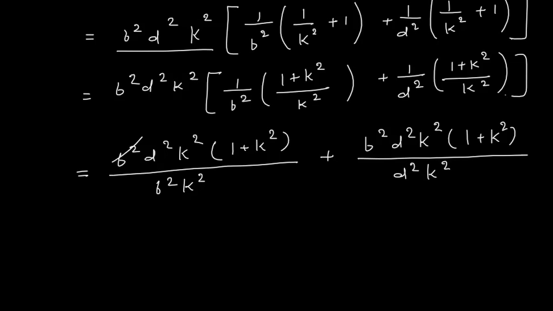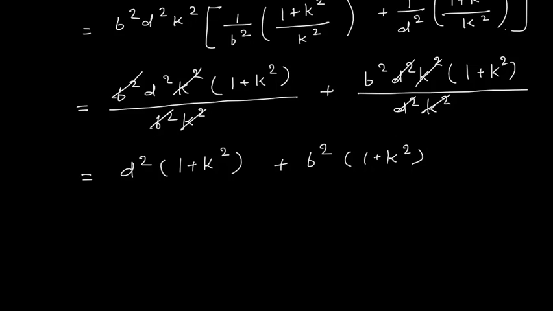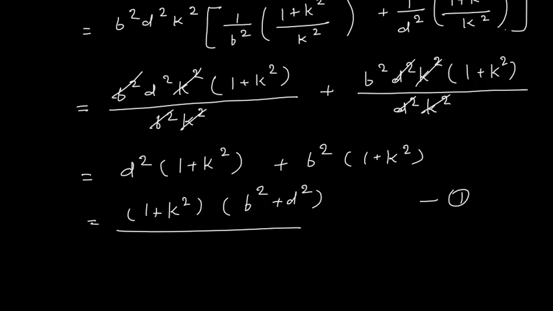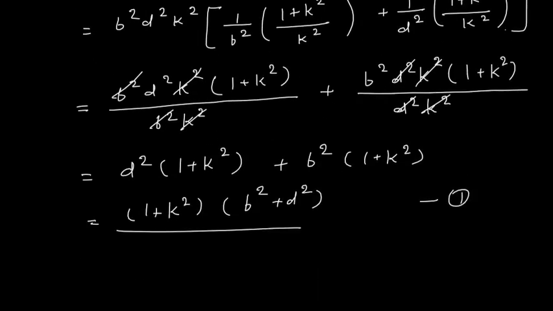Now this b square and b square you can cancel, this k square you can cancel. Here this d square you cancel, k square you cancel. So finally you have d square into 1 plus k square, plus b square into 1 plus k square, and this 1 plus k square also you can take common. Inside you have b square plus d square. So let us take this as equation 1. This is our LHS.